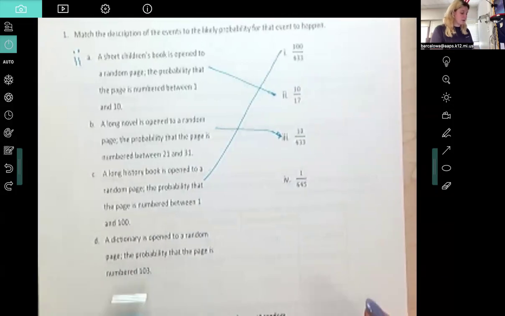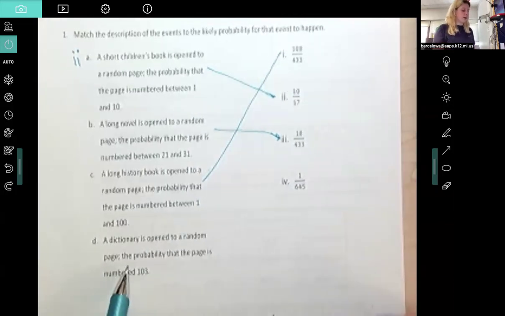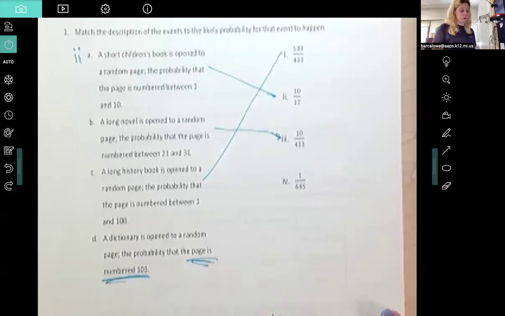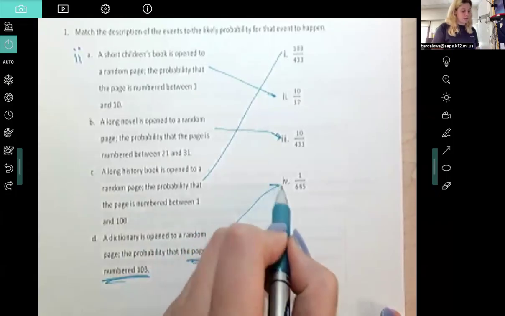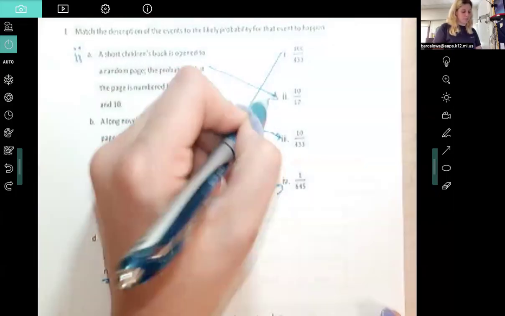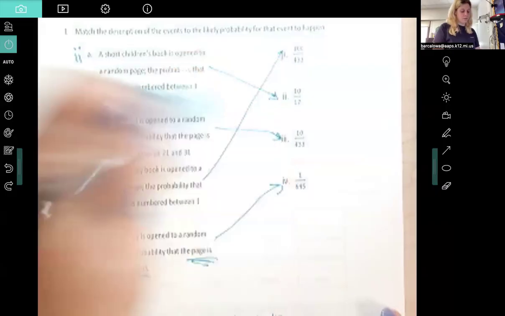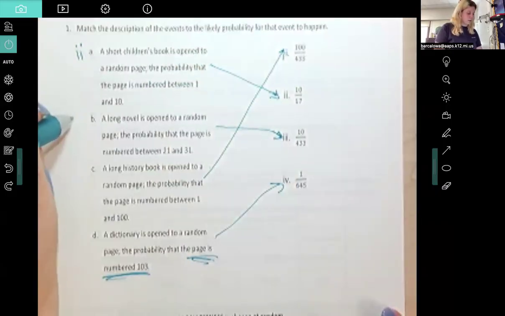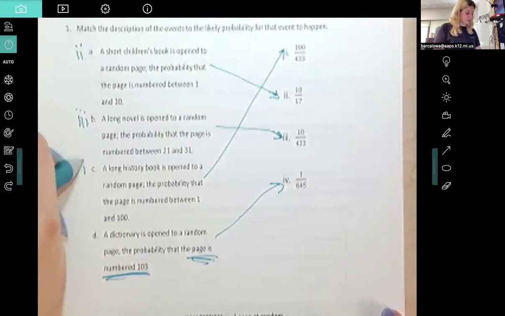A dictionary is open to a random page. What is the probability the page is numbered 103? That is only one page. There's only one page, and a dictionary is pretty long, so I think that one. So there we go. I kind of stopped labeling over here, but whatever.